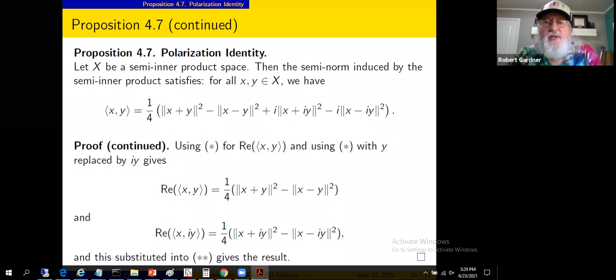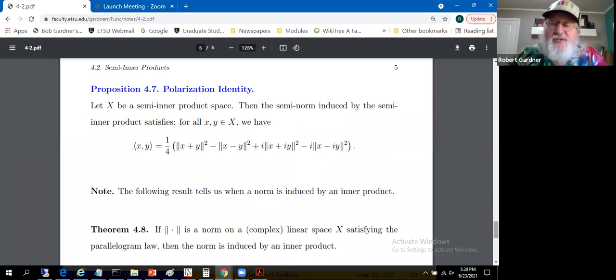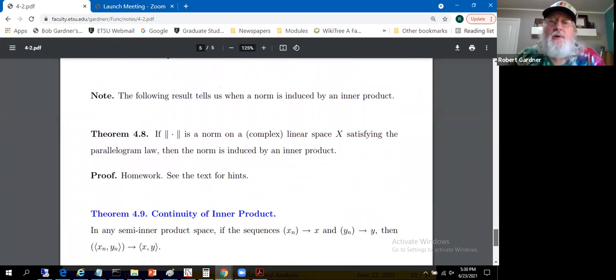Why they call it the polarization identity, I've got no real insight on that, but think of it as a way to express inner products in terms of norms. When the norm is induced by the inner product, or the semi-norm is induced by the semi-inner product, we can express the semi-inner product in terms of the semi-norms. Forgive me, I'm just not that interested in semi-inner products and semi-norms.